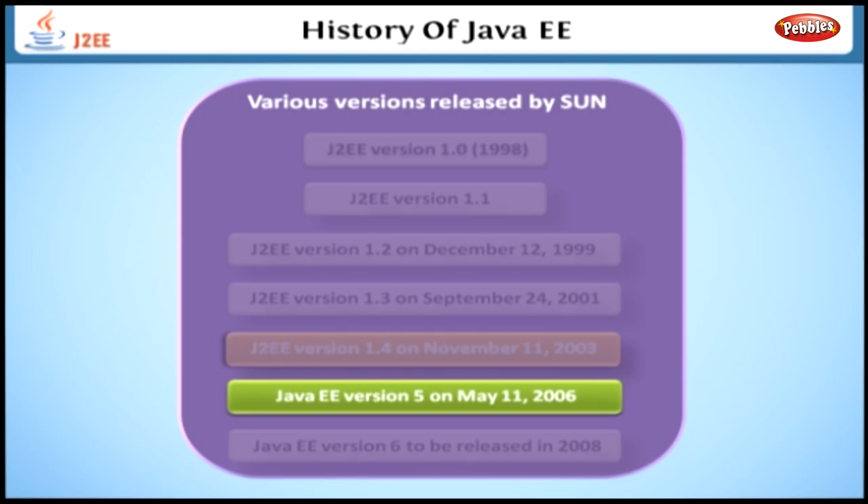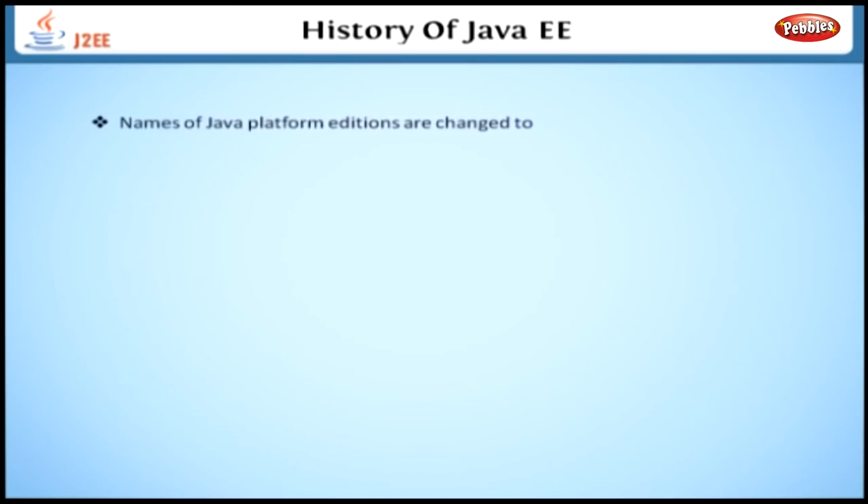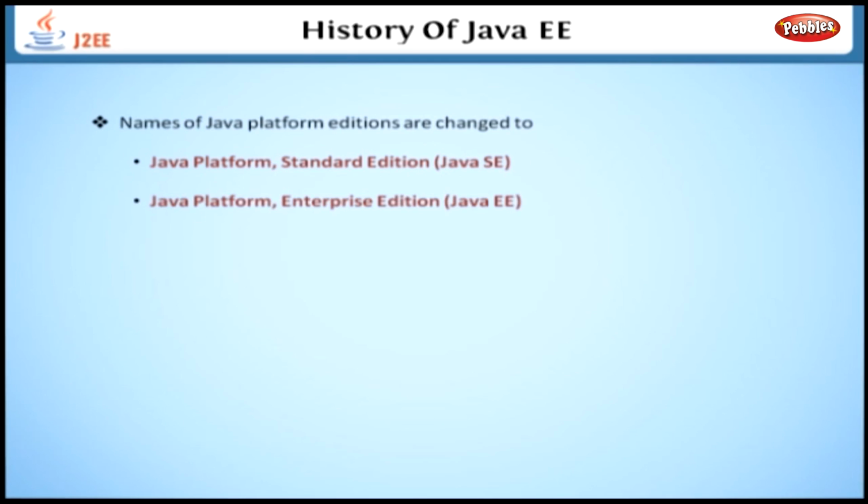Well, let's move on to discuss what Java EE contains. Remember that the names of the editions of the Java Platform have been changed: Java Platform Standard Edition, Java SE, Java Platform Enterprise Edition, Java EE, and Java Platform Micro Edition, Java ME.